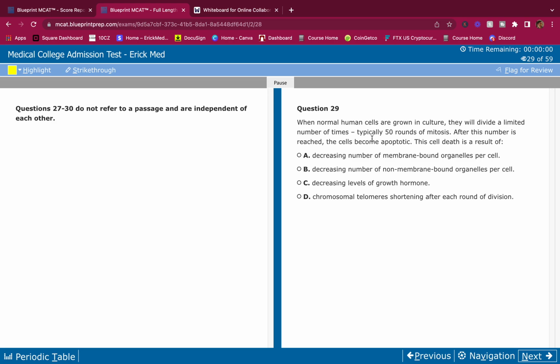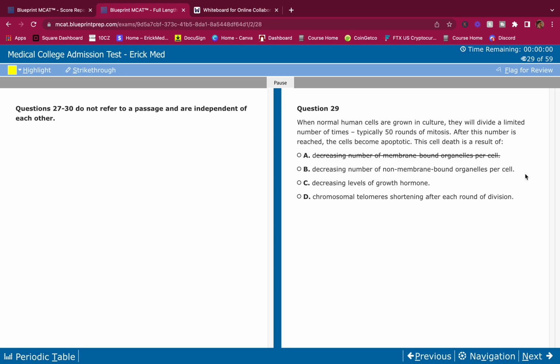When normal human cells are grown in culture, they will divide a limited number of times, typically 50 rounds of mitosis. After this number is reached, the cells become apoptotic. The cell death is a result of what? Decreasing number of membrane-bound organelles per cell. No. The organelles don't cause cell death like this from mitosis.